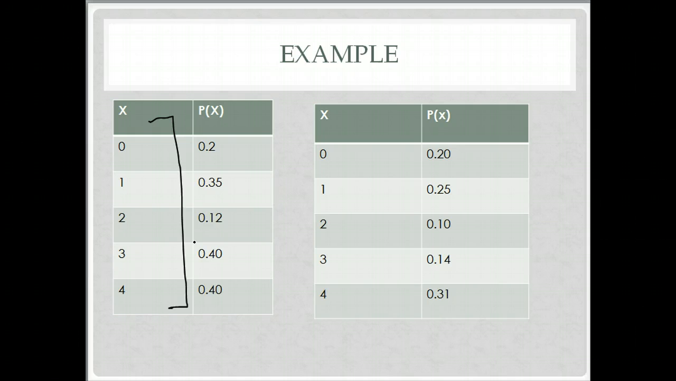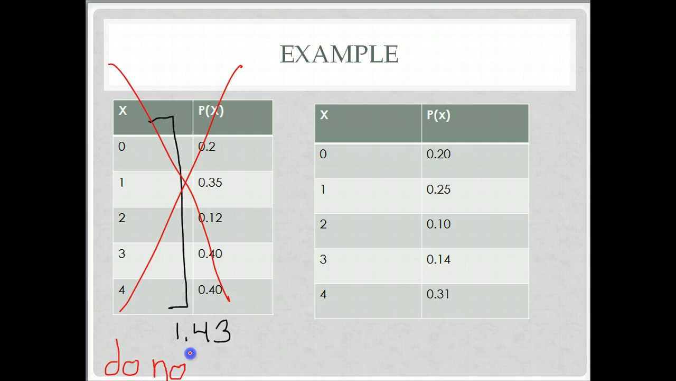Next, I'm going to go ahead and check the sum condition. Do these values sum up to 1? So I'm going to go ahead and add them all up. And I add them all up and I get 1.43. Uh-oh, this is bad. This is not a discrete probability distribution because they do not sum to 1.